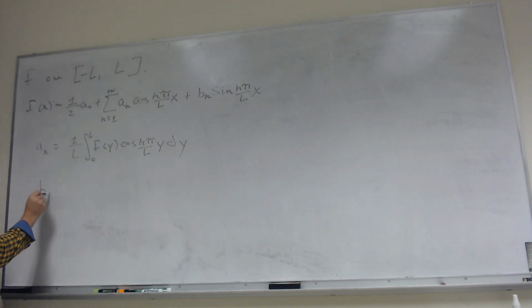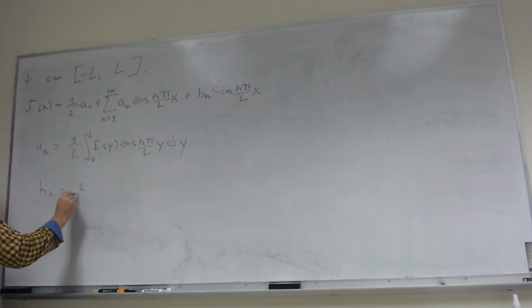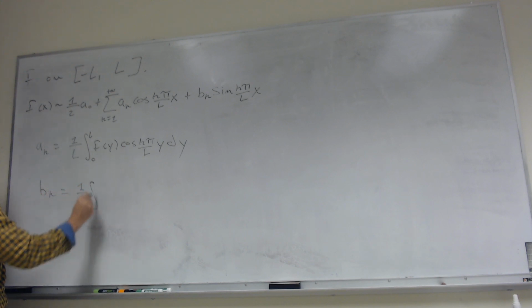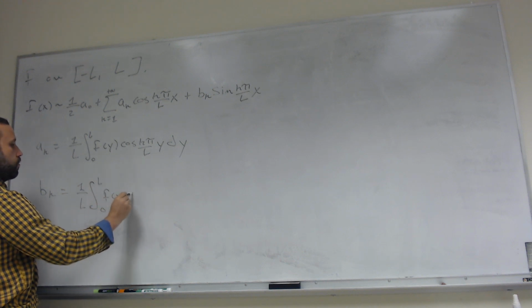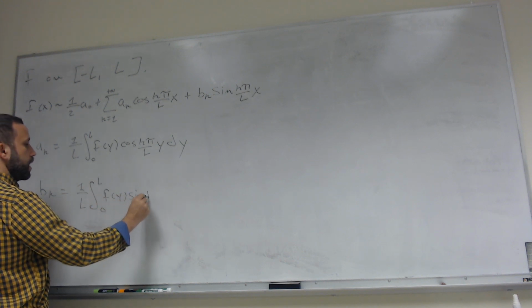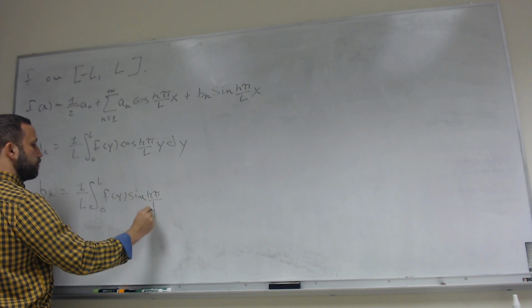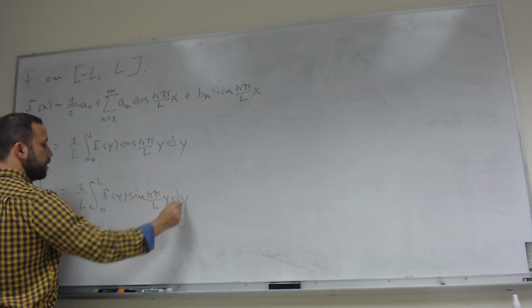and bk is equal to 1 over L times the integral from 0 to L f of y sine k pi over L y dy.